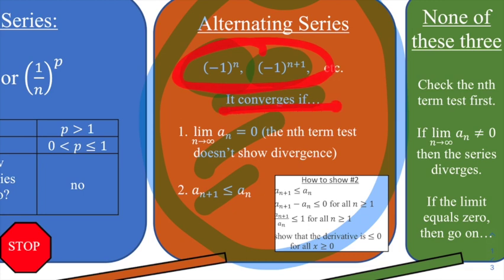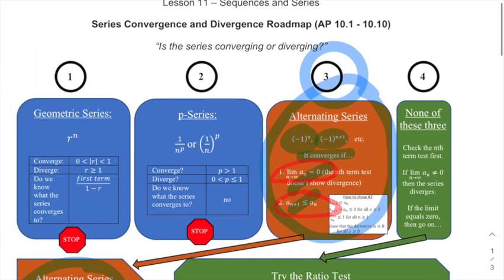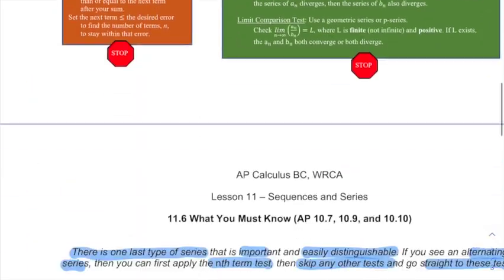or n plus 1 power. And we know they almost always converge. But if we're asked to check if it converges, then we have to show the nth term test equals 0. And we have to show the next term is always less than or equal to the previous term. Now, honestly, that's usually not the most interesting thing about alternating series.